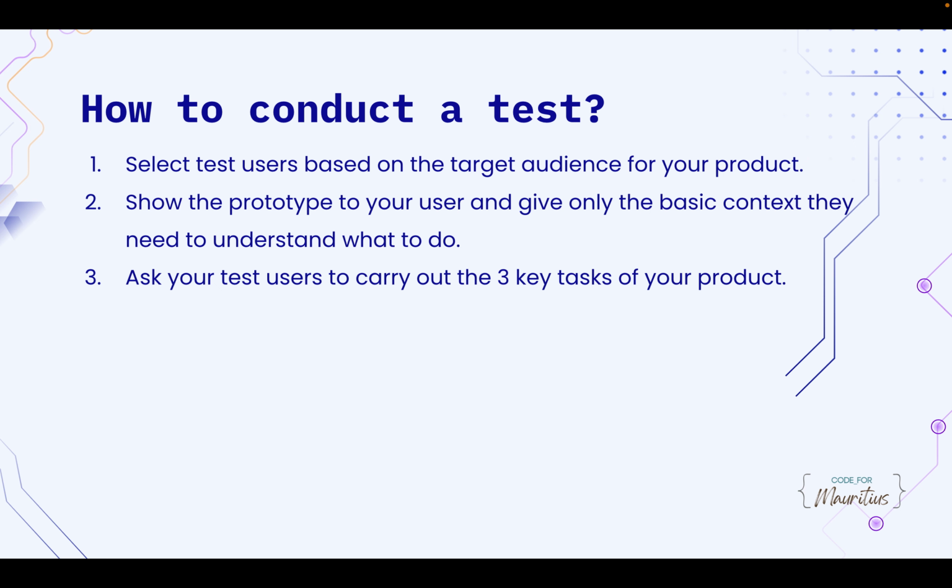to them. And third, after showing the prototype to your user, you'll be asking your users to carry out the three key tasks of your product. And like I mentioned earlier, for your prototype, you'll be making screens for these task flows of your three key tasks. And now you have to see whether the user is able to carry out the key task on their own.